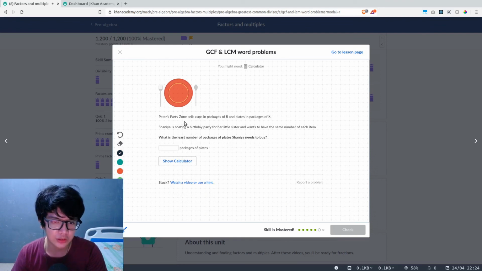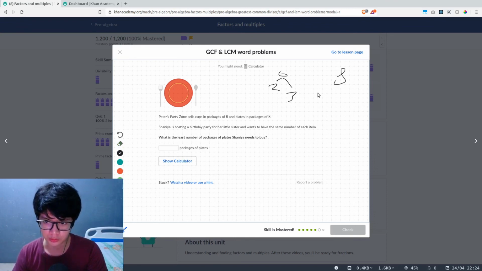Peter's Partizone sells cups in packages of 6 and plates in packages of 8. Shania is hosting a birthday party for her little sister and wants to have the same number of each item. So it's going to be their least common multiple, right? So I guess 24. Because 6 is 2 times 3, and 8 is 2 times 2 times 2. So their LCM would be 8 times 3, which is 24.